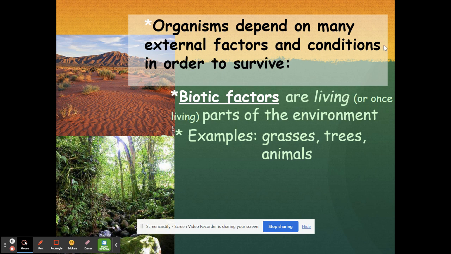Now, remember that there are criteria that would have to be met in order for something to be classified as living. This thing has to be able to grow and develop, respond to stimuli. It has DNA, it's made up of cells, it can reproduce, and it does require energy to survive. So that is what qualifies something as being living.